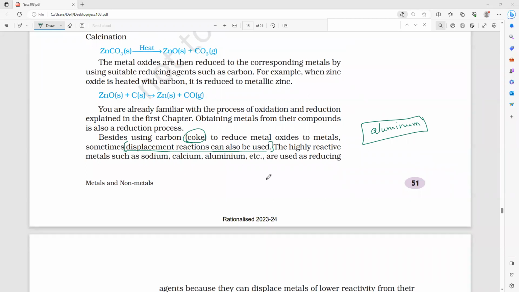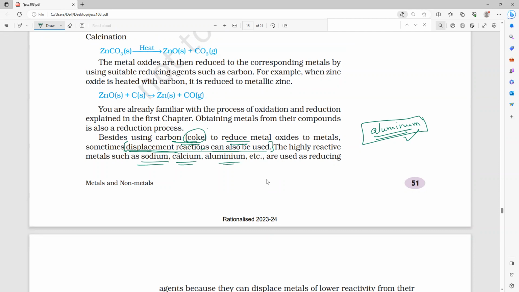You understand, everybody? Why do we need to use aluminium? All of you remember, instead of using carbon for the reduction process, we undergo what reaction, guys? If you want to get zinc, we undergo a displacement reaction also. Understanding? That is why I said instead of coke, we can also use aluminium. Of course, here they are mentioning sodium and calcium also.